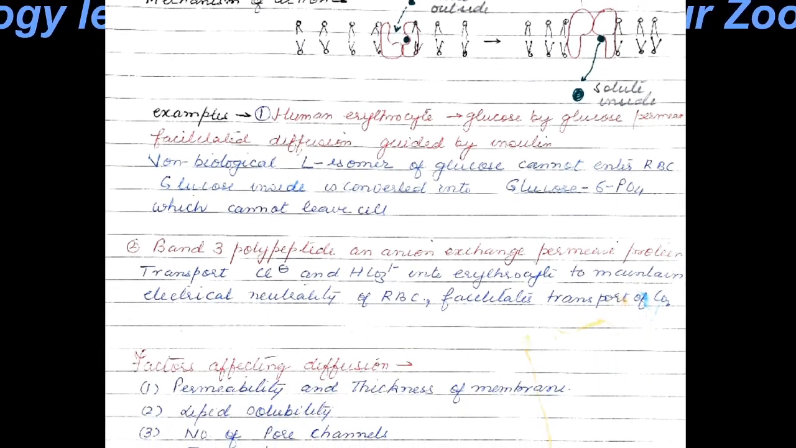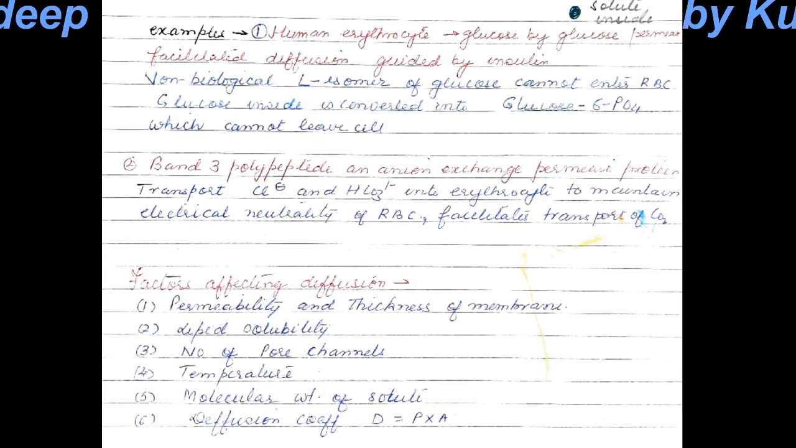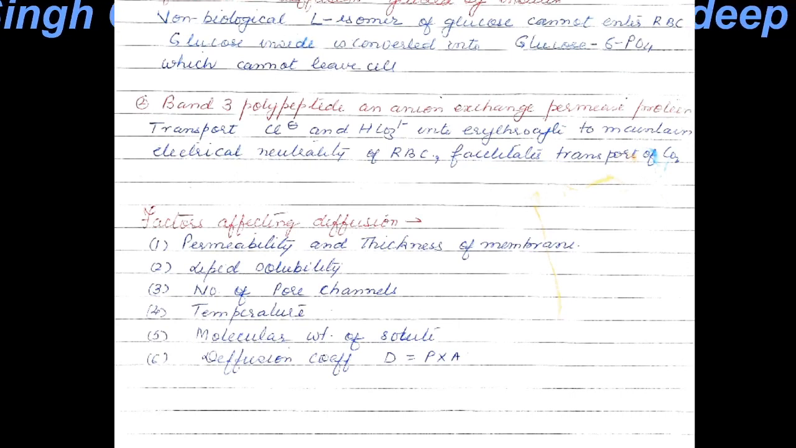The lines following this are of lesser importance to you. Then come to the factors affecting the diffusion. Another is band 3 polypeptide, an anion exchange permease protein. It transports chloride and bicarbonate ions into erythrocytes to maintain the electrical neutrality in the RBCs, and this is also a facilitated diffusion, and it helps transport of CO2 also in the form of carbonic acid.